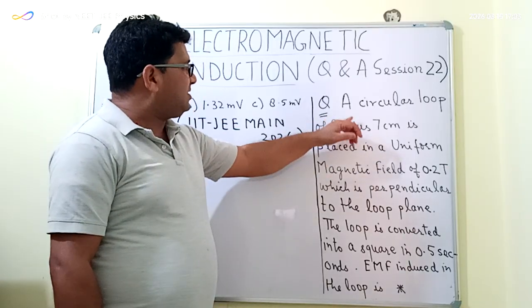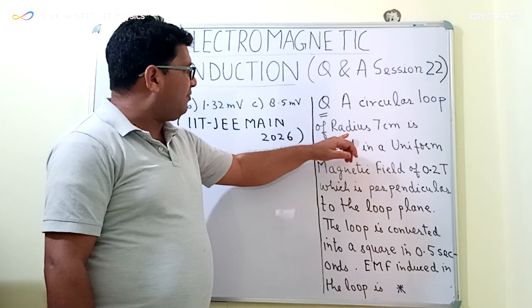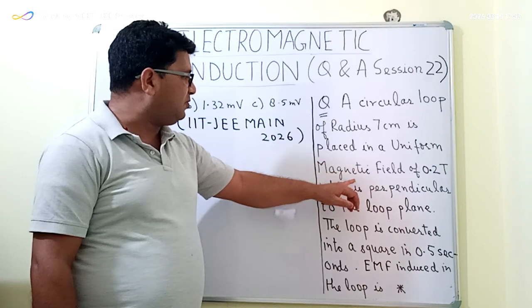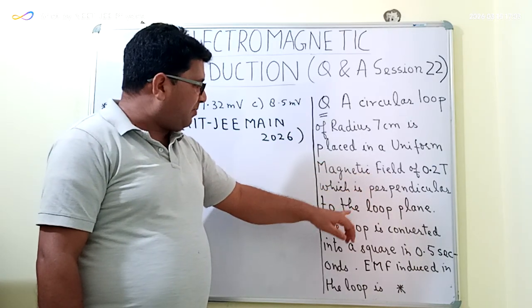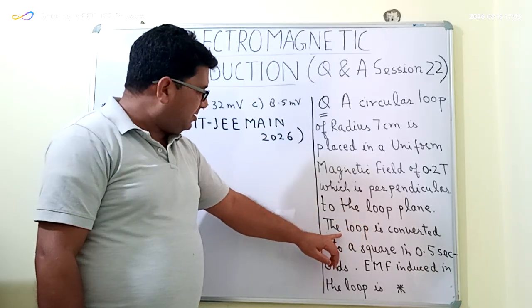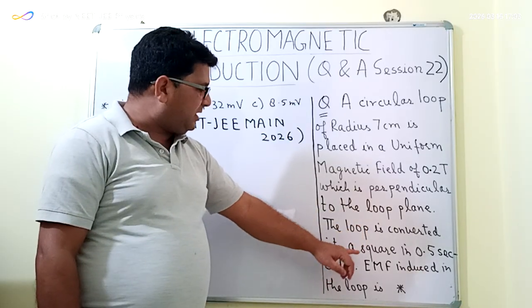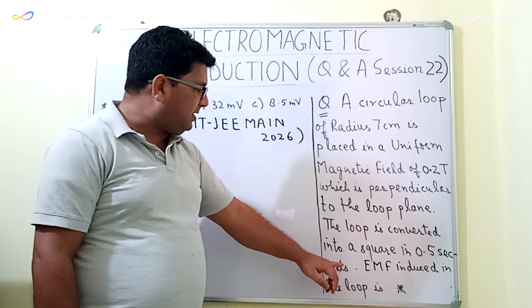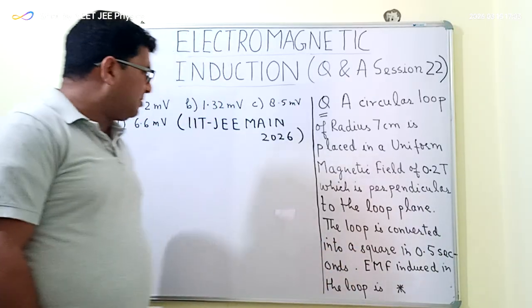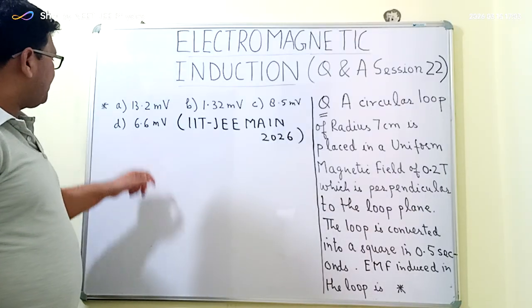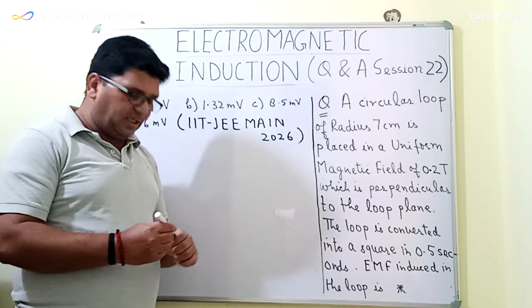So the question here is: a circular loop of radius 7 cm is placed in a uniform magnetic field of 0.2 Tesla, which is perpendicular to the plane of the loop. Now this loop is converted into a square in 0.5 seconds. So the induced EMF in the loop is. Here we have four options and we have to find the correct option.